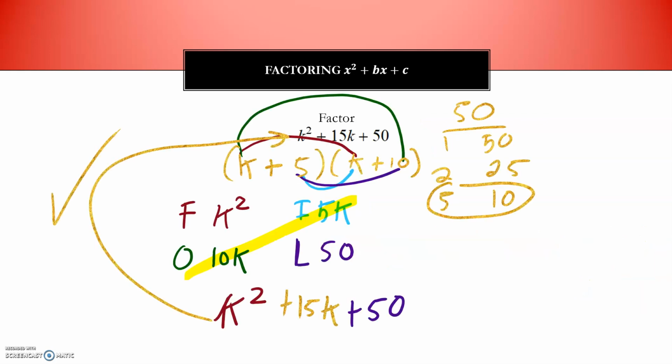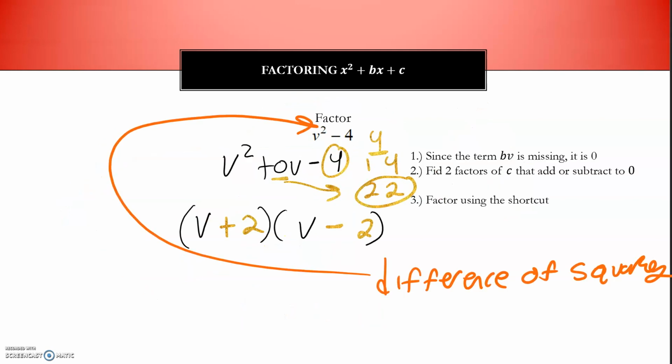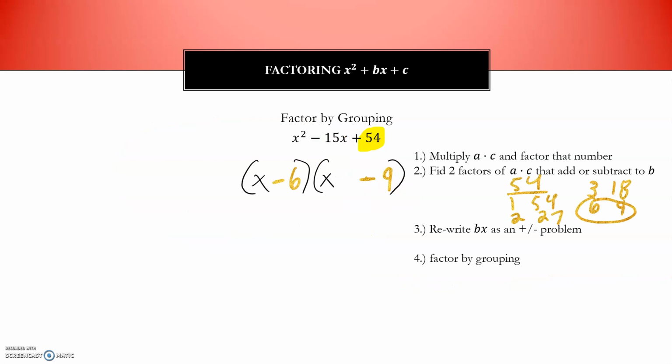So just to recap, in the problem here, we chose both positive numbers because we have positive 15, so positive 5 and positive 10 make 15. In this one, we chose one positive and one negative because 2 minus 2 is 0. And then in this one, we chose 2 negatives because negative 6 minus 9 is negative 15. Right? Be sure to watch our last video on factoring ax squared plus bx plus c when a is not 1.